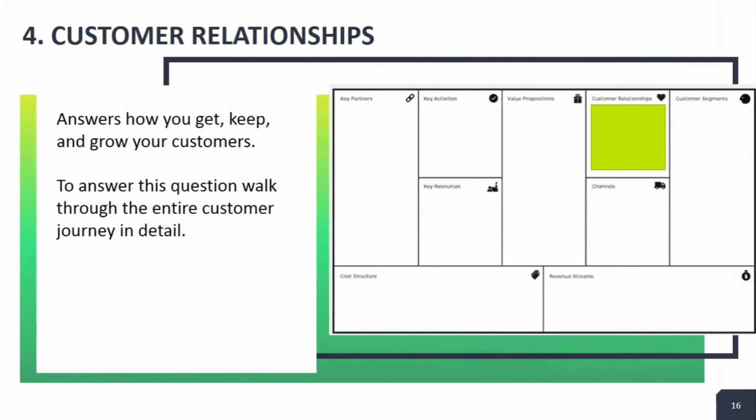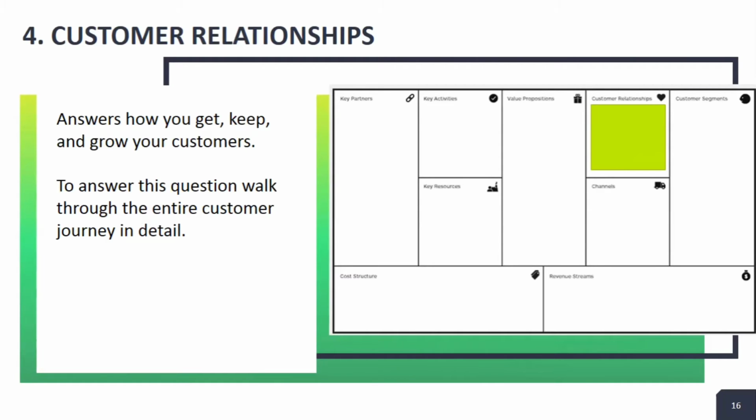Customer relationships. This answers how you get, keep, and grow your customers. Use storyboard and customer journey maps to map the current customer journey. Then map how your value proposition will be delivered and make a note of the critical points in the journey and the overall life cycle.